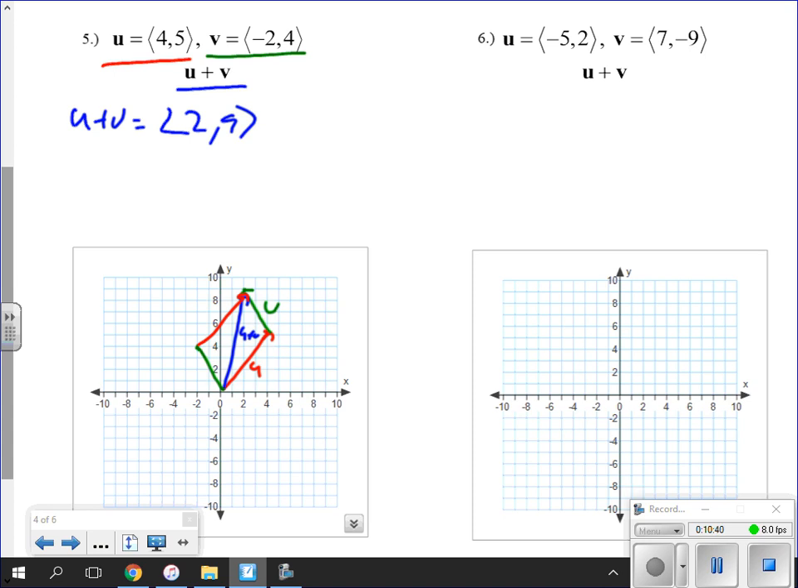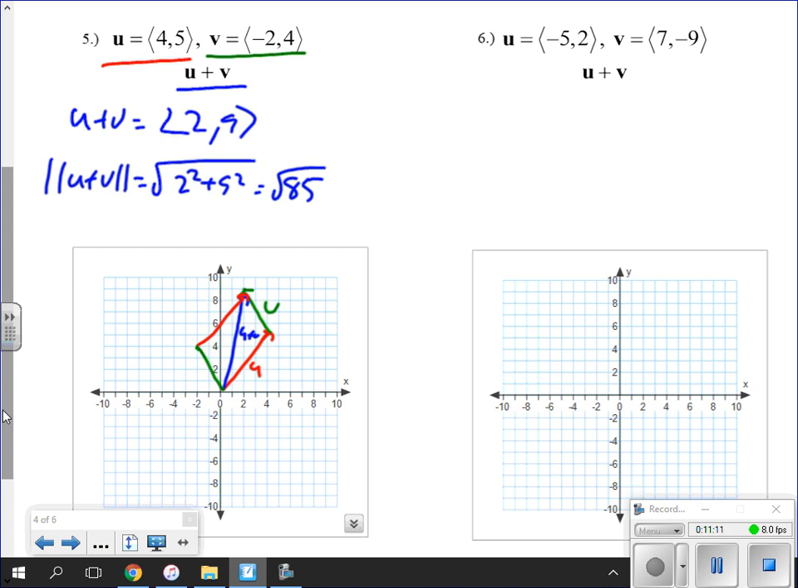And then it also asks for the magnitude of the resulting vector. The magnitude of U plus V is the square root of 2 squared plus 9 squared, which is the square root of, let's see, 81 plus 4 is 85. And I'm just going to leave it as the square root of 85 because that's 5 times 17. That's prime.